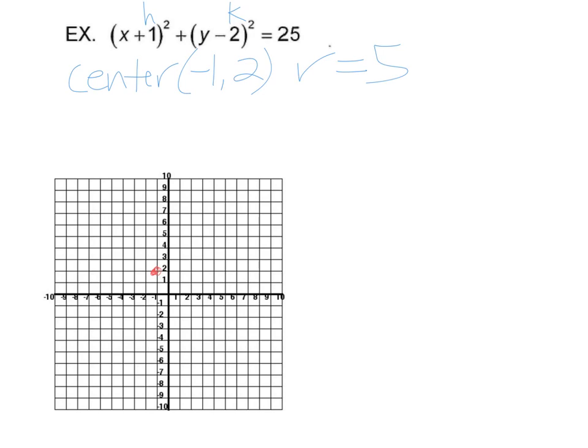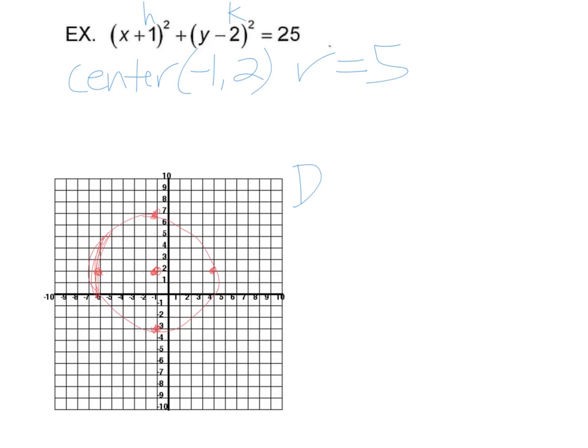Then I count left, right, up and down 5 from the center. So to the right, to the left, up, and down. And connect. Wow, I really missed that dot on the left side. I'm just going to fix it. All right, so there's my circle.